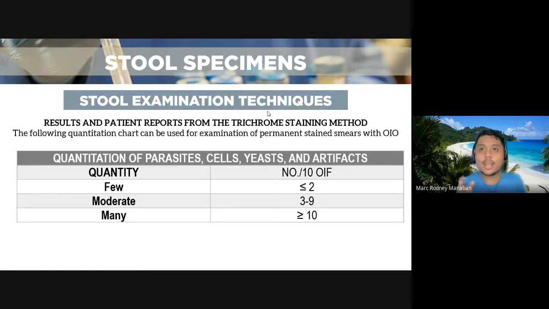So for example, kada field na makita na at least one parasite, until mabot kag 10. And until 10, mura dyan nakita ni mo. So that's equivalent to about a few. Okay, few. Now for moderate, 3 to 9. Okay, and many, greater than or equal to 10, per field in about 10 oil immersion fields.